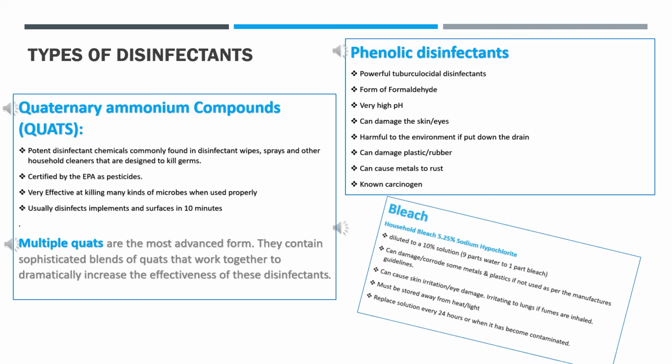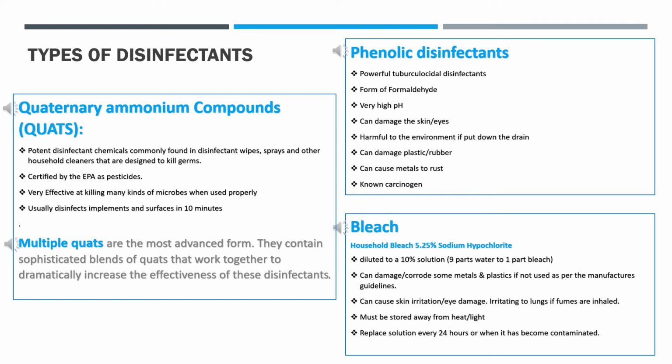Bleach, or 5.25% sodium hypochlorite, is an effective disinfectant. To be diluted in a 10% solution, it can damage or corrode some metals and plastics if not used as per the manufacturer's guidelines. It can cause skin irritation or eye damage and irritation to lungs if the fumes are inhaled. It must be stored away from light and heat, and the solution must be replaced every 24 hours or after it has become contaminated.